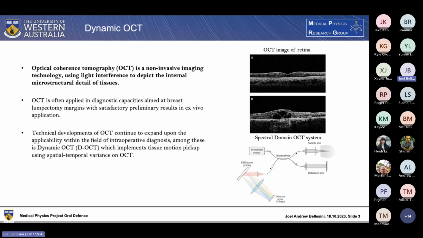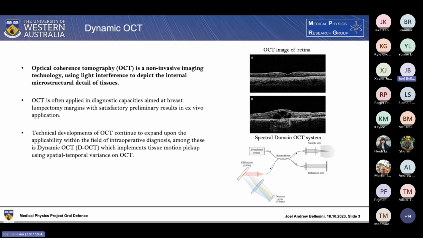First of all, to explain what dynamic OCT is, I'll go into what OCT is first. OCT stands for Optical Coherence Tomography. It's a non-invasive imaging technology which uses the light interference of backscatterers within a region of tissue to depict internal microstructural detail. You can think of it as analogous to ultrasound, but with light instead of sound waves, and this results in a higher resolution but limited superficiality for tissue scanning, often applied in diagnostics.